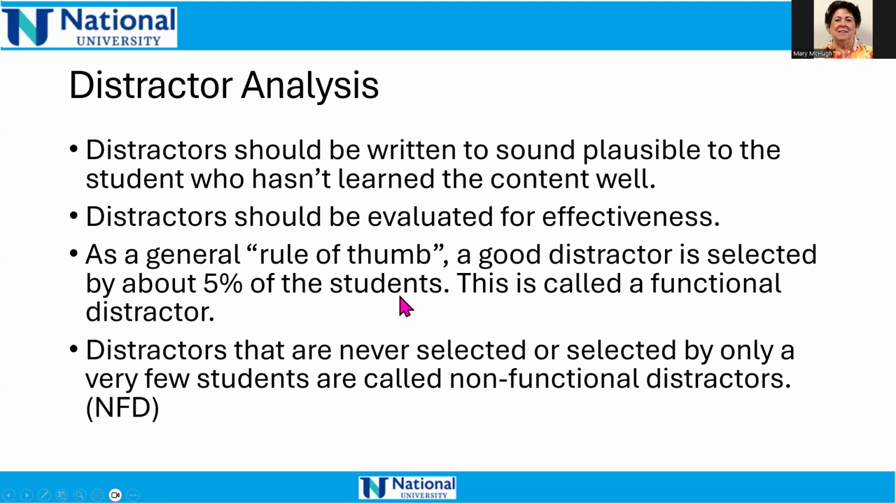So let's look at distractor analysis. Distractors should be written to sound plausible to the student who hasn't learned the content well. And your distractors should also be evaluated for effectiveness. As a general rule of thumb, a good distractor is going to be selected by about 5% of the students. That's called a functional distractor. Distractors that are never selected or selected by only 1 or 2 students are called non-functional distractors.